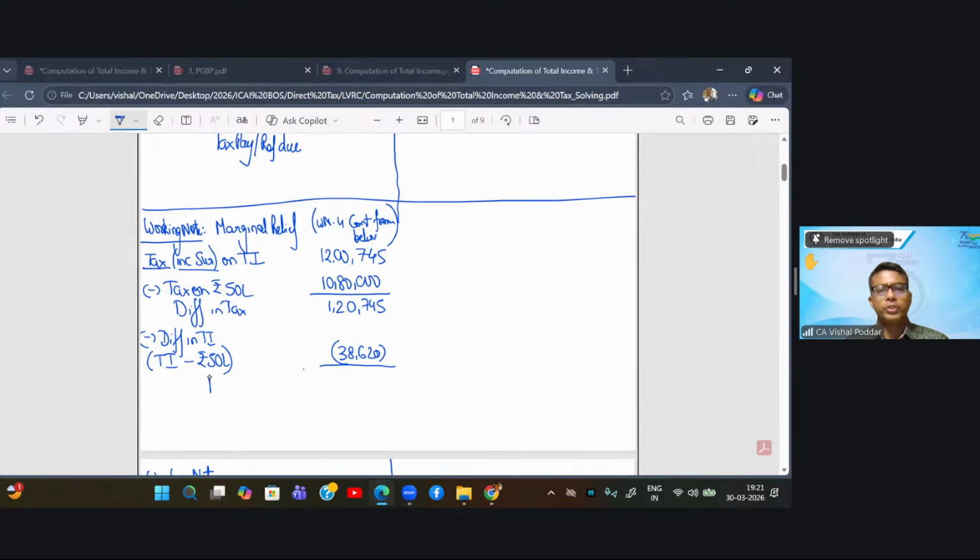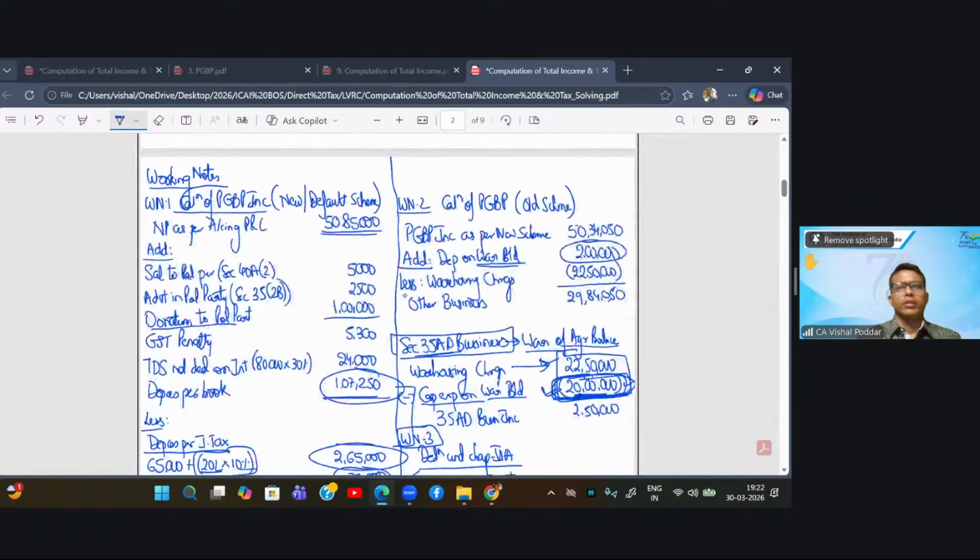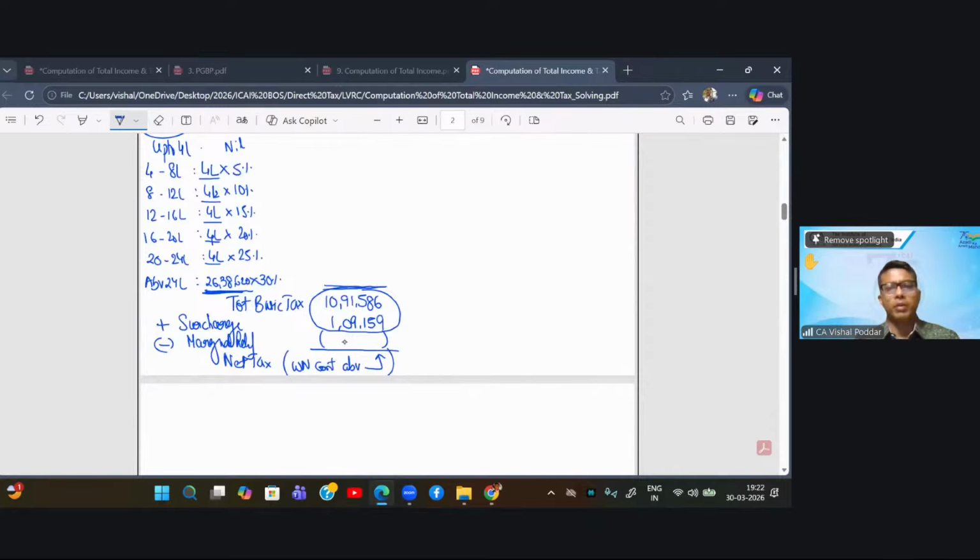So my marginal relief, students, that I'm getting is 120 minus 38. So it will be 82,125. Right, students? So this amount is 82,125. So basic tax plus surcharge minus marginal relief. This will give me my net tax.